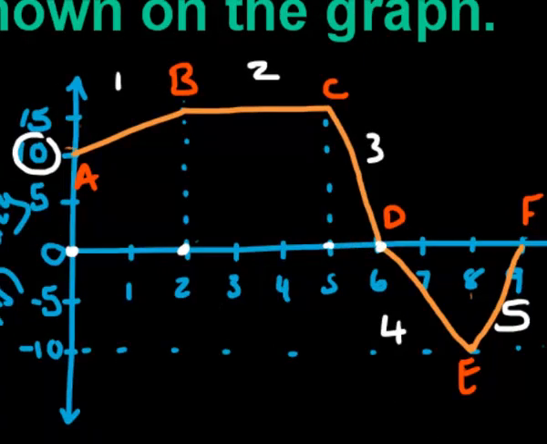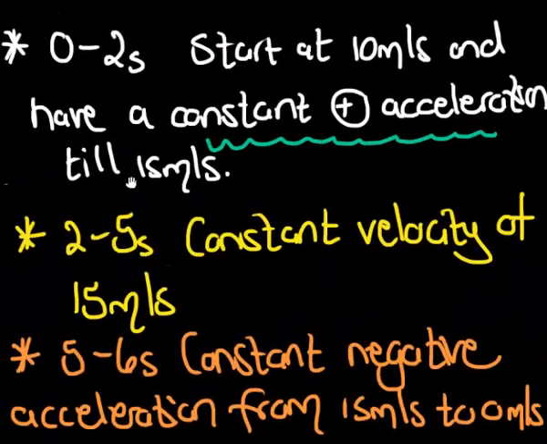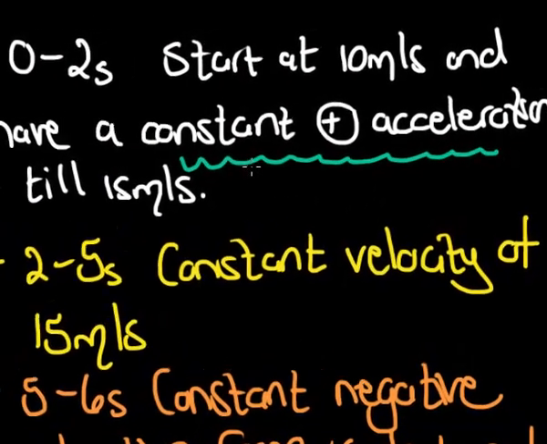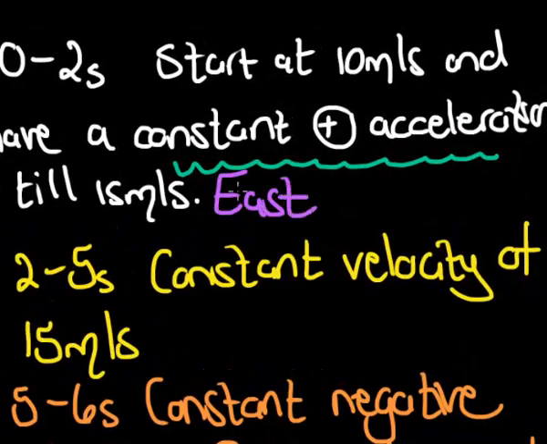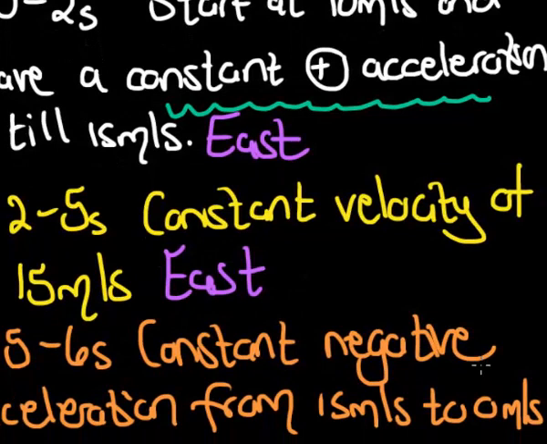Now let's quickly take a look at our specific directions for these 3 motions up till D. Note that they are all positive velocities. That means that they're going in one direction, and this original direction was given as east. So as part of our explanation of what's happening in every motion, we need to indicate that it is still traveling east from 0 to 2, from 2 to 5, as well as when it's slowing down from 5 to 6, it's also still traveling east.